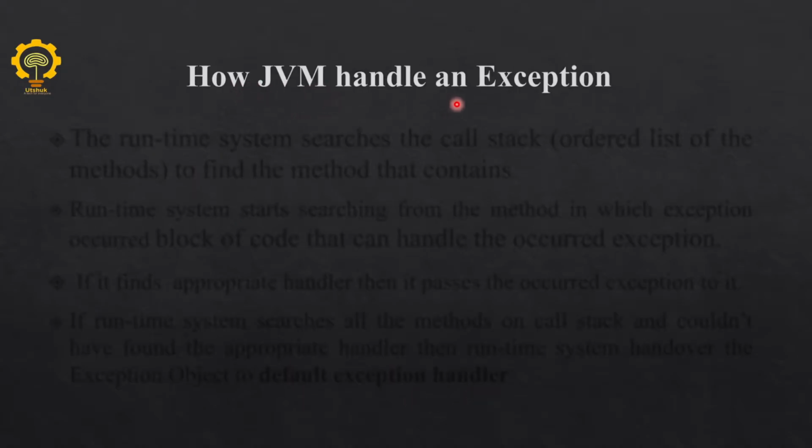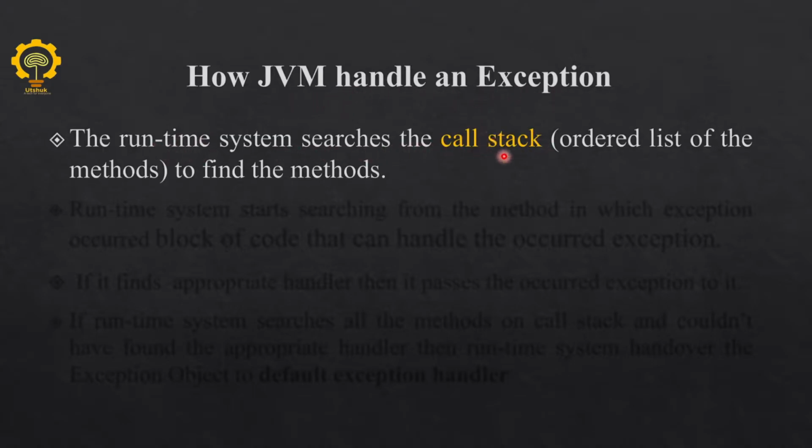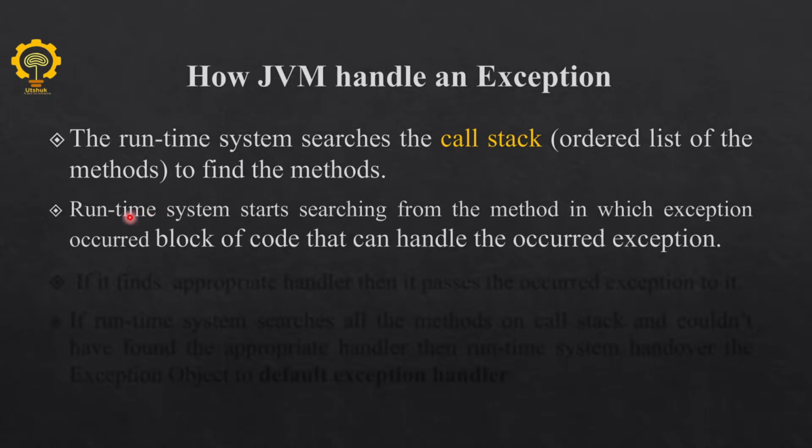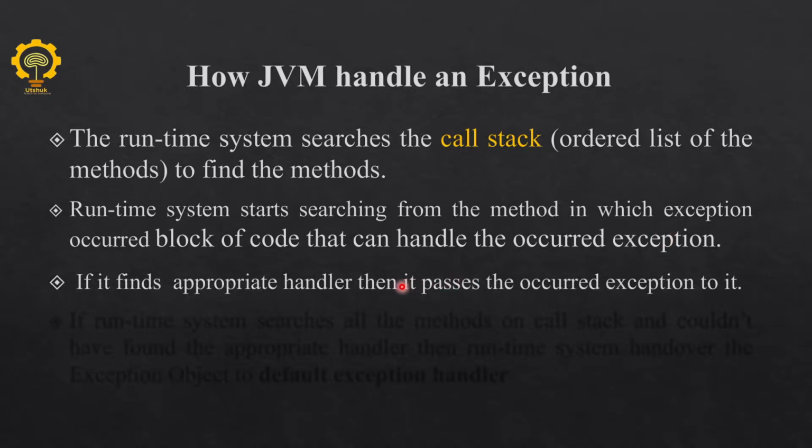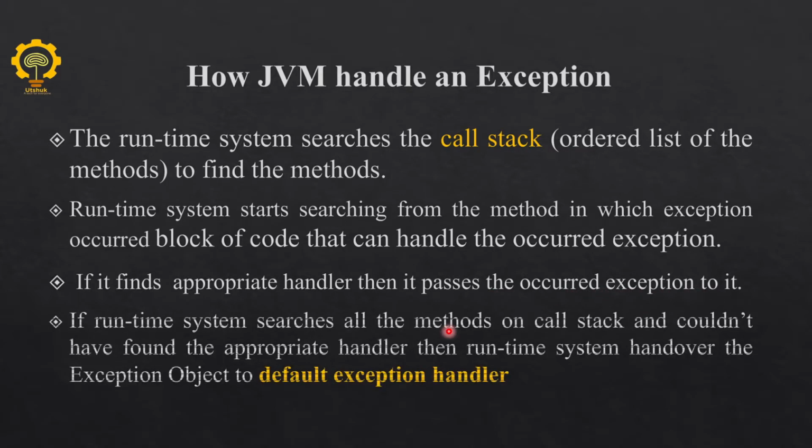So let's see how the JVM or Java Virtual Machine handles an exception. At first, the runtime system searches the call stack, that is the ordered list of methods, to find the method that throws the exception. The runtime system starts searching from the method in which the exception occurred for a block of code that can handle it. If it finds an appropriate handler, it passes the exception to it. If the runtime system searches all the methods on the call stack and couldn't find an appropriate handler, it hands the exception object over to the default exception handler.